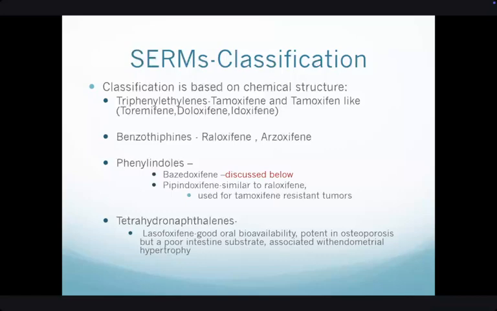And then when we look at the tamoxifen-like, the droloxifene with idoxifene has been proven not to be superior to tamoxifen and does not have a better side effects profile than tamoxifen. Then we have the pipendoxifene that shows efficacy in tamoxifen-resistant tumors, but it was discontinued. And then the lasofoxifene is also efficient in reducing the risk and severity of estrogen receptor positive breast cancer, but it is associated with endometrial hypertrophy.